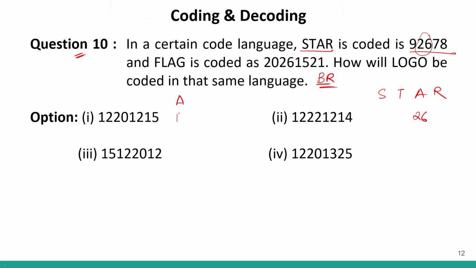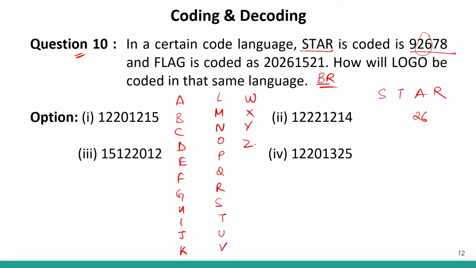Let me write the backward ranks. A, B, C, D, E, F, G, H, I, J, K, L, M, N, O, P, Q, R, S, T, U, V, W, X, Y, Z. Backward ranks will be 1, 2, 3, 4, 5, 6, 7, 8, 9, 10, 11, 12, 13, 14, 15 and 16, 17, 18, 19, 20, 21, 22, 23, 24, 25 and 26. These are your backward ranks.